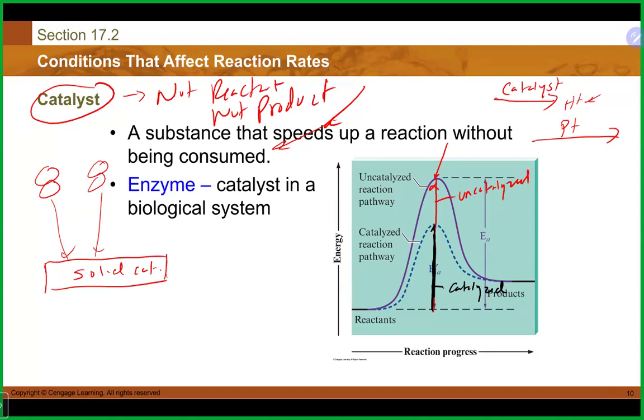So usually when people talk about a catalyst, it's in terms of speeding up a reaction. There are actually catalysts that are used to slow down reactions. They're sometimes referred to as negative catalysts, but in most cases, when somebody says a catalyst, they're talking about speeding up a reaction.